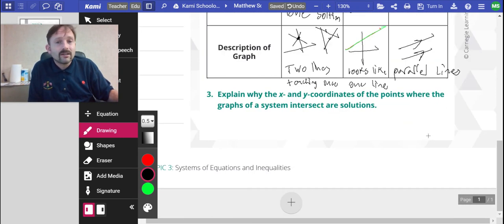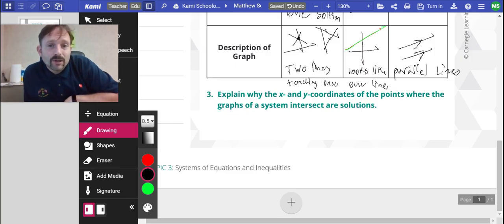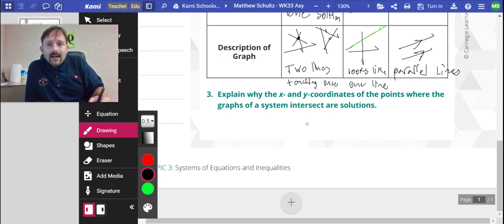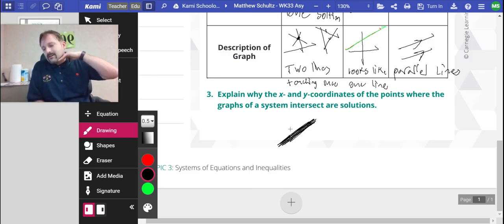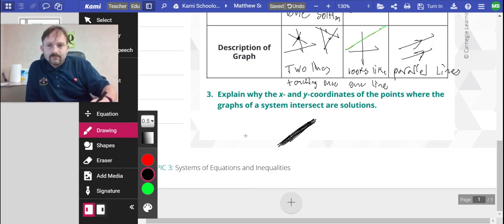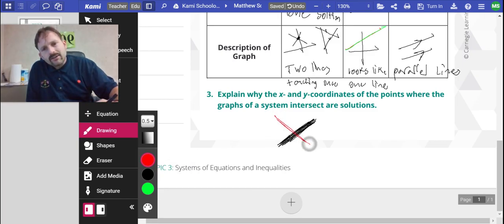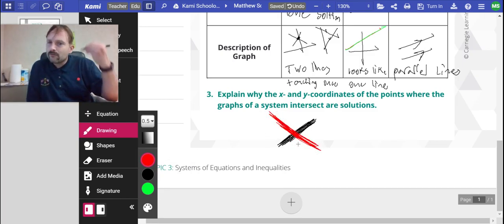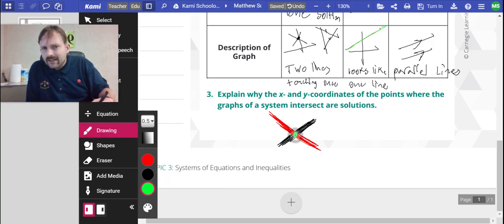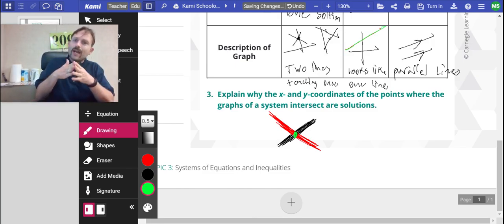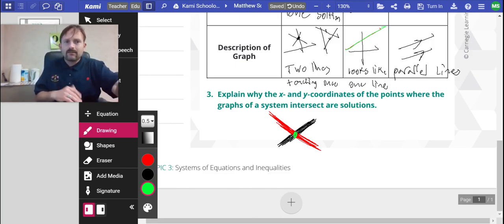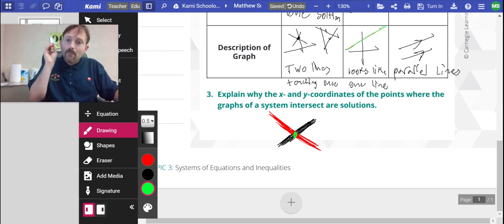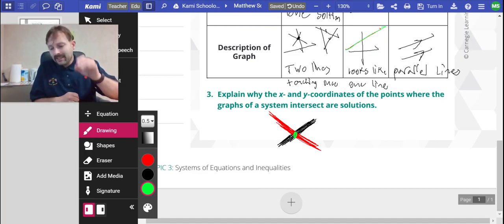Let's answer this last part. Explain why the x and y coordinates of the points where the graphs of the systems intersect are solutions. Well, everything on this black line makes this graph true. Everything on this red line makes the red graph true. This green part is the intersection. It's where the red and the black line meet. Everything for both lines is true here.